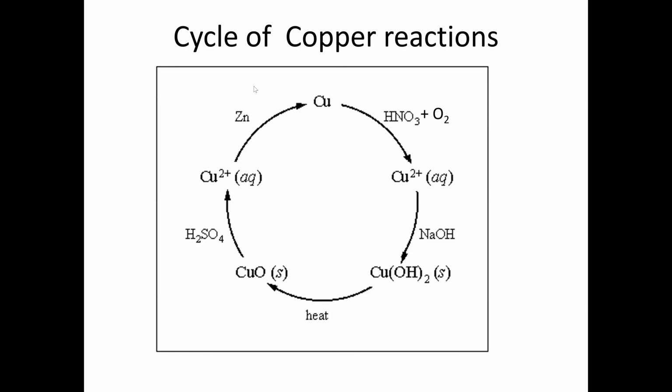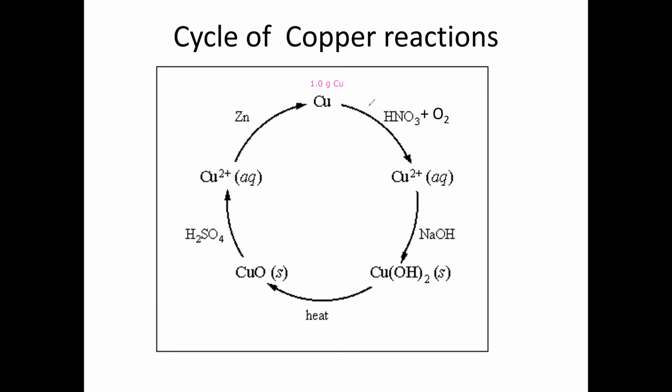So now, what actual reactions are we going to be doing in this cycle of copper reactions? So pay attention here. This is important. So let's say we start with 1 gram of copper. When we do the cycle of copper reactions, if we did everything perfectly, we should end up with, that's right, 1 gram of copper.